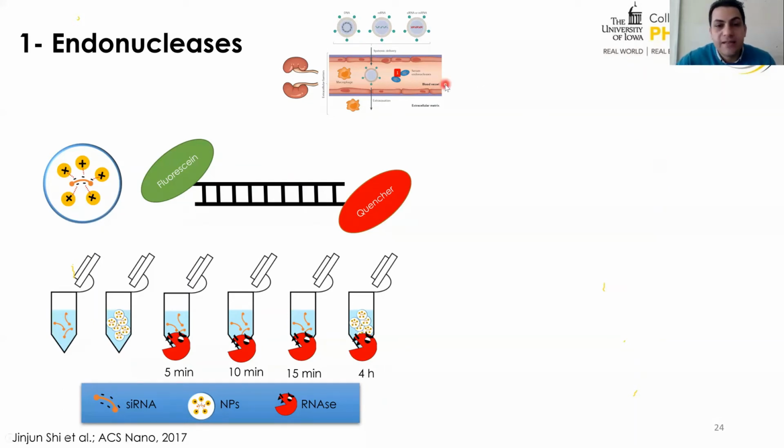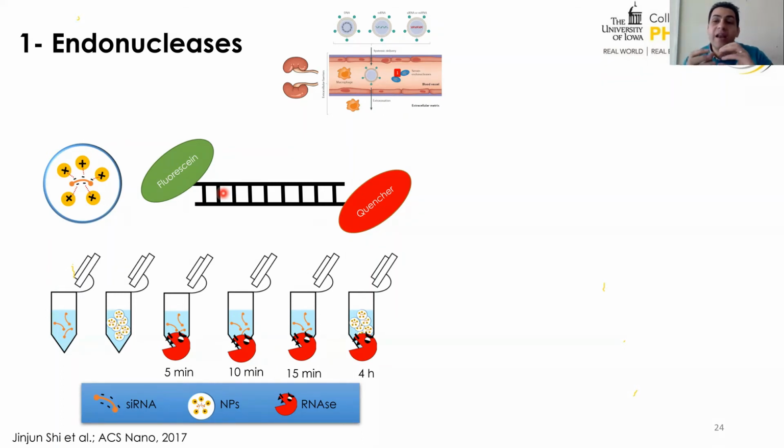As you can see here, this is an experiment where they take a double-stranded siRNA molecule, and they added a fluorescent probe on one side, and they added a quencher on the other side. A quencher is a molecule that prevents the fluorescent probe from fluorescing. So if your siRNA is intact, the quencher would inhibit the fluorescence, so you are not going to see any signal. So if your formulation or your nanoparticles are working and capable of protecting your siRNA from the nucleases, then you will never see a signal.